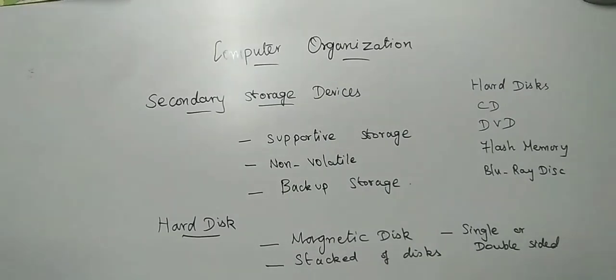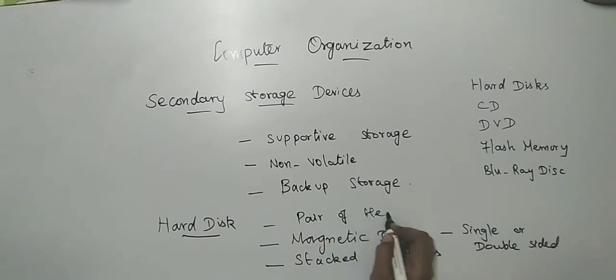Clear with the hard disk? By now we have finished what the hard disk is. A hard disk is a magnetic disk on which you can store data. How is the arrangement of the hard disk? It has a stacked arrangement of disks. How do you access the information from the hard disk? By means of a pair of heads. The hard disk comes with a single or double side.